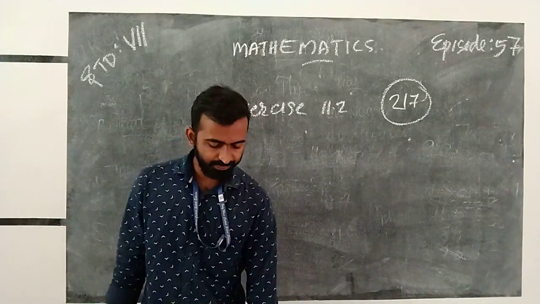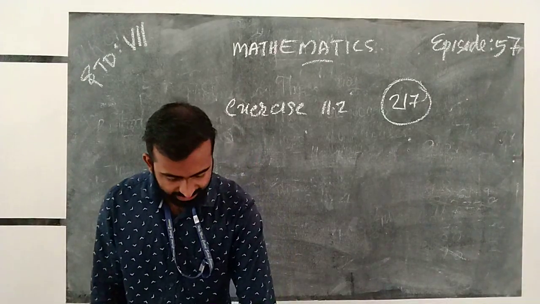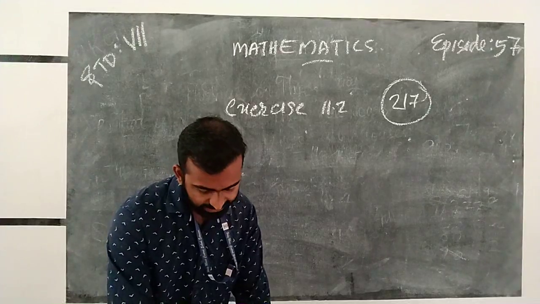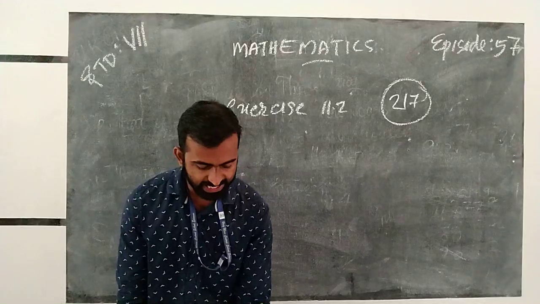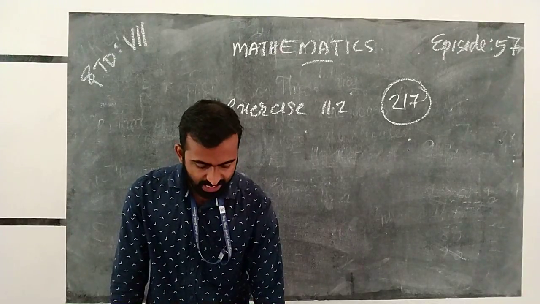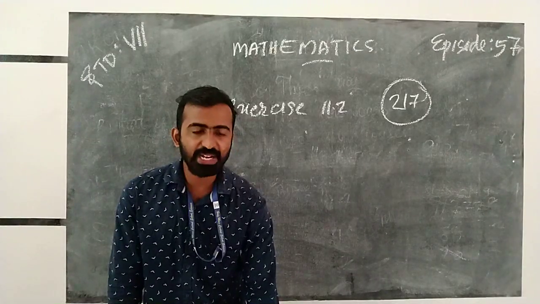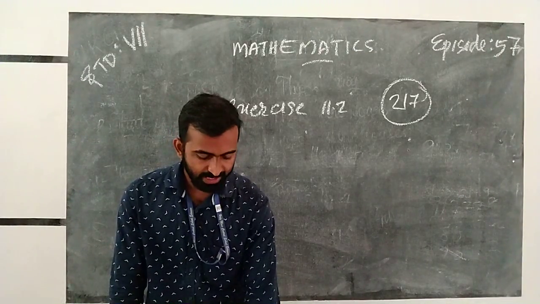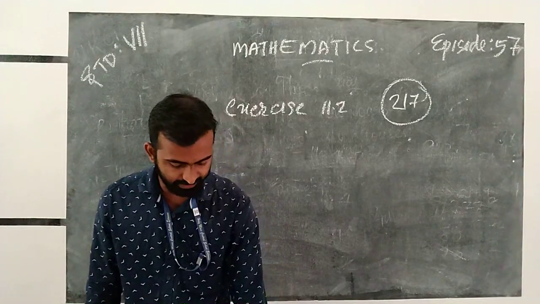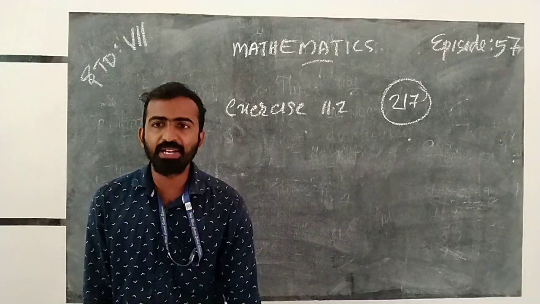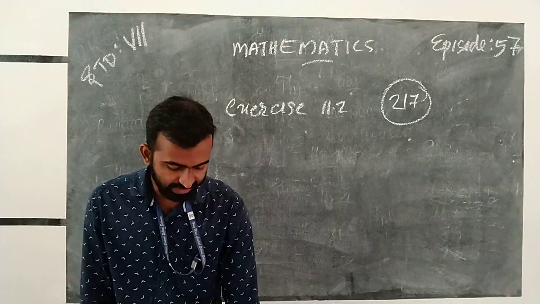And what is the sixth question? DL and BM are the heights on sides AB and AD respectively of parallelogram ABCD. If the area of the parallelogram is 1470 centimeter square, AB equals 35 centimeter and AD equals 49 centimeter, find the length of BM and DL.